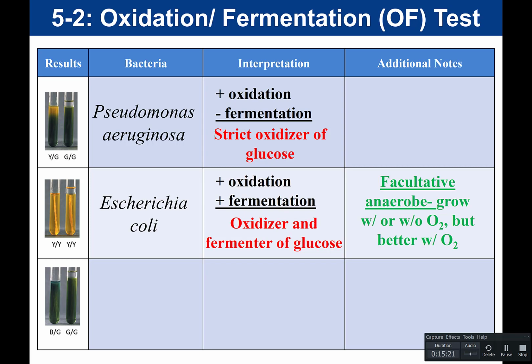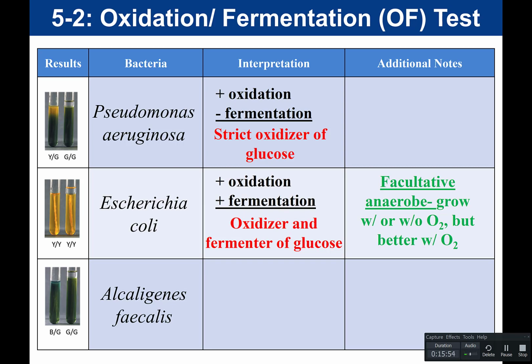meaning if O2 is not available. The next example that we have is our aerobic tube, which is blue on the top. So we write this B/G. It's blue on the top and it's green on the bottom. The fermentation tube, the anaerobic tube, is green throughout. This is going to be the result for Alcaligenes faecalis.